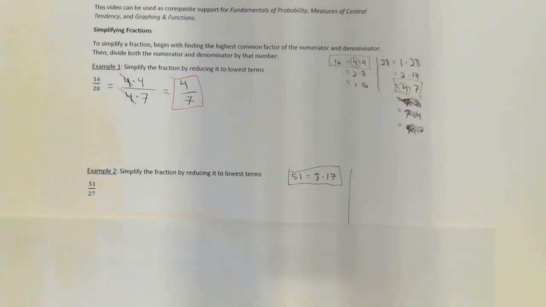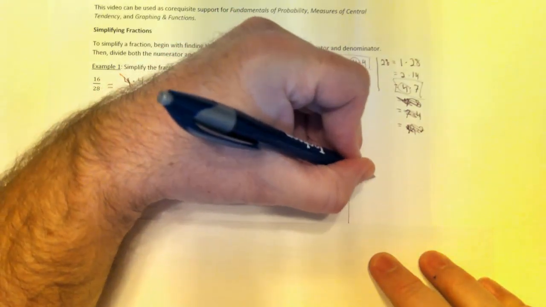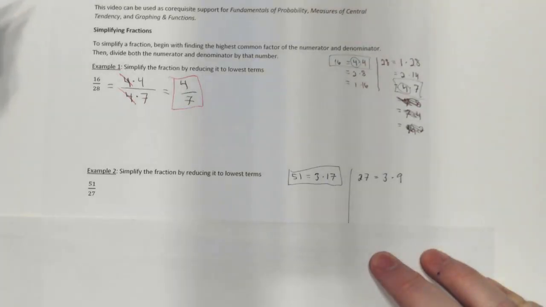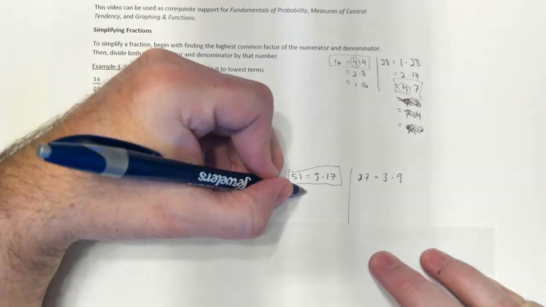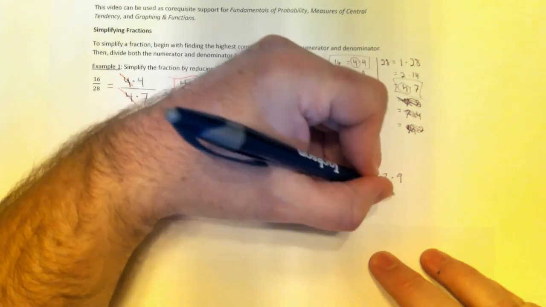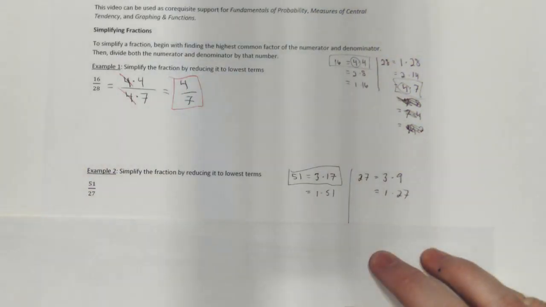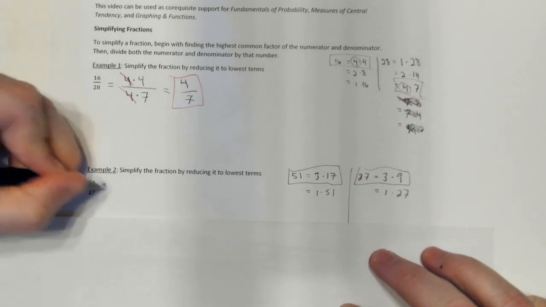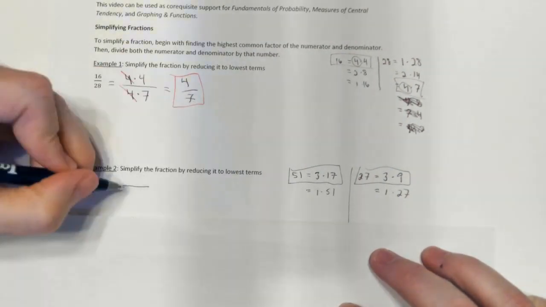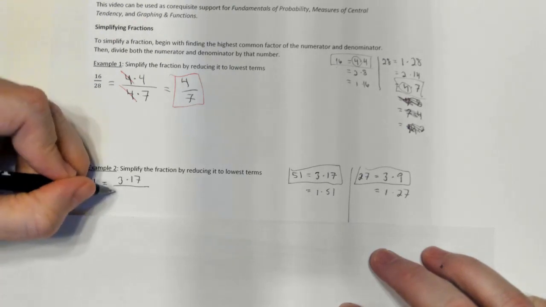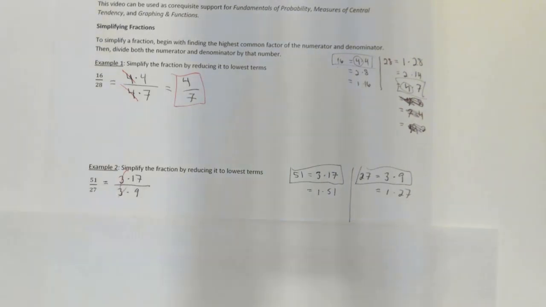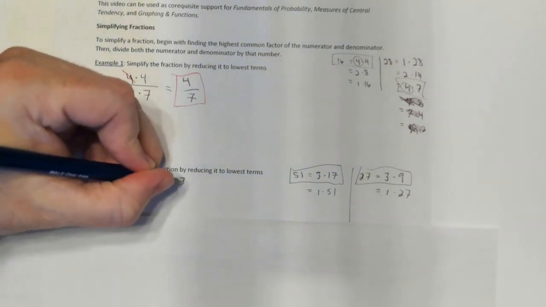For this other one, 27. 27 is 3 times 9, or 27 times 1. I guess we could have done that here, 1 times 51. But 1 times 27. So the largest one that they both share is 3. So 51 over 27. 51 is 3 times 17. 27 is 3 times 9. So the 3's cancel. And you have 17 over 9.